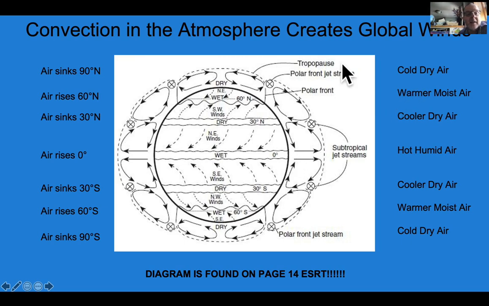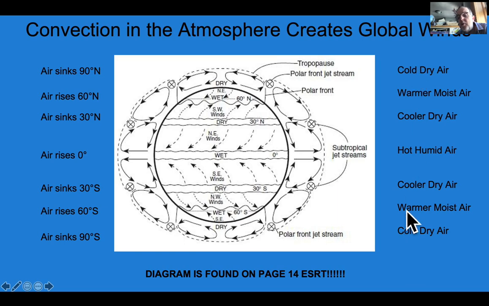And if we look at this, we see air sinks at 90, air rises at 60, air sinks at 30, air rises at 0, the equator, air sinks at 30 south, air rises at 60 south, air sinks at 90 south. And what is the quality of the air at each one of those latitudes?